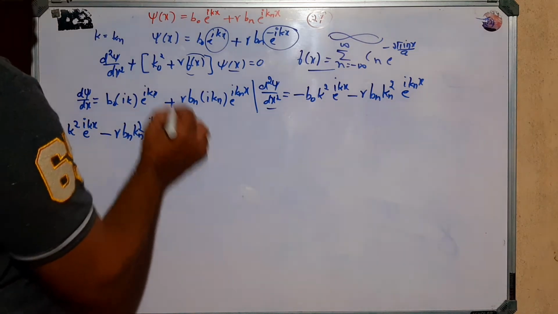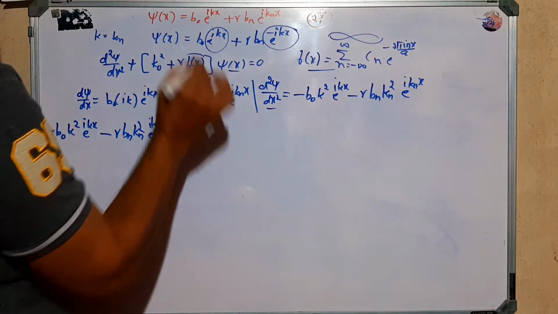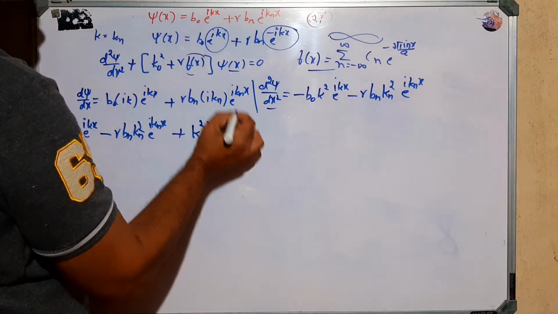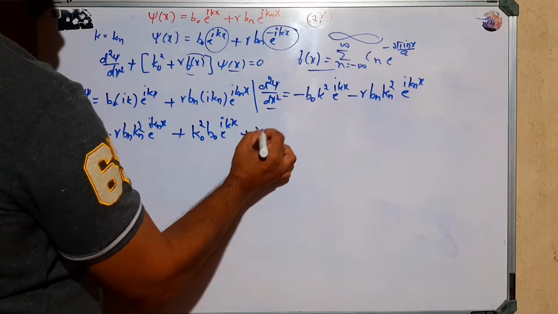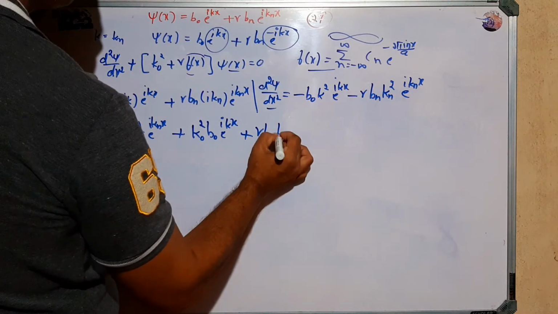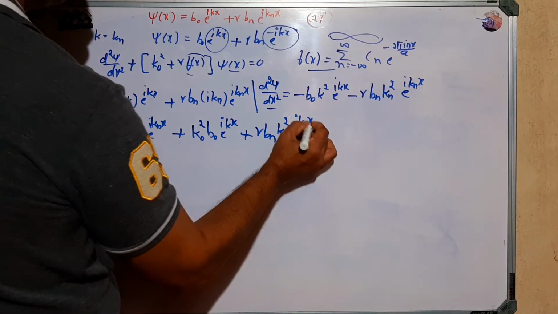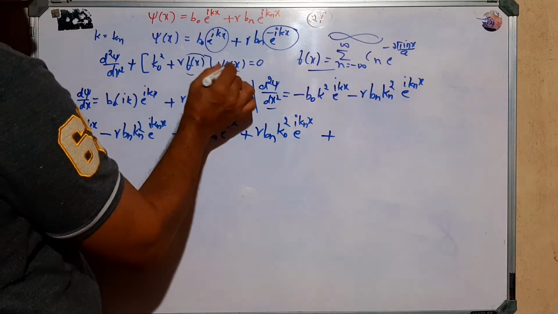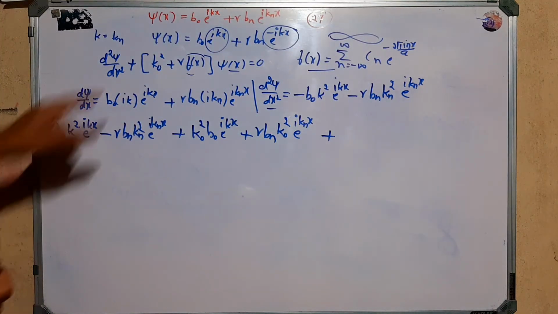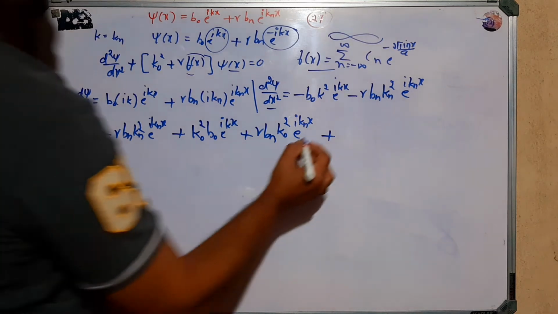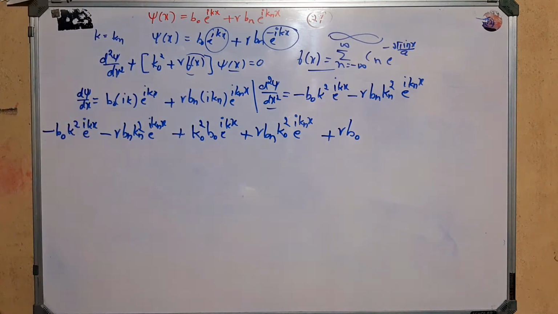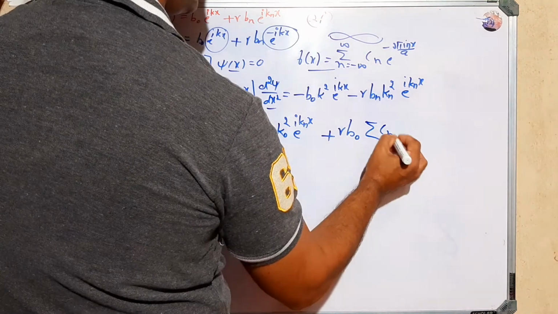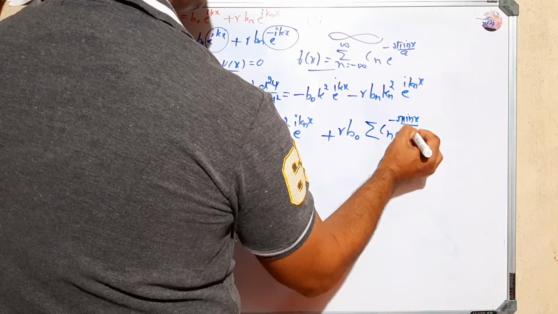Plus k₀² into ξ(x): multiply and substitute k₀² into b₀ e^(ikx) plus γ bₙ k₀² e^(iknx). Plus the next term, that is γ into f(x) into ξ(x). Here f(x) is the first term, plus γ into b₀ into f(x), that is Cₙ e^(−2πinx/a).